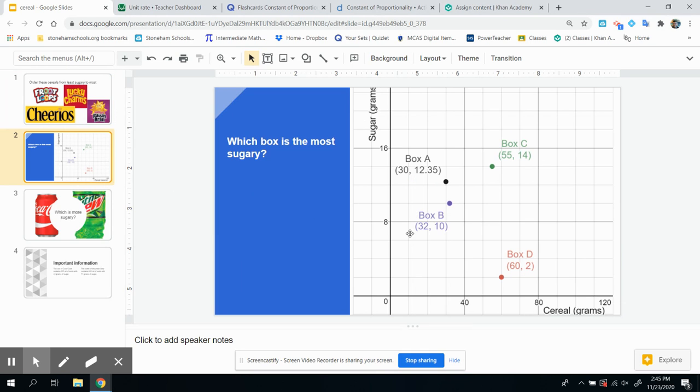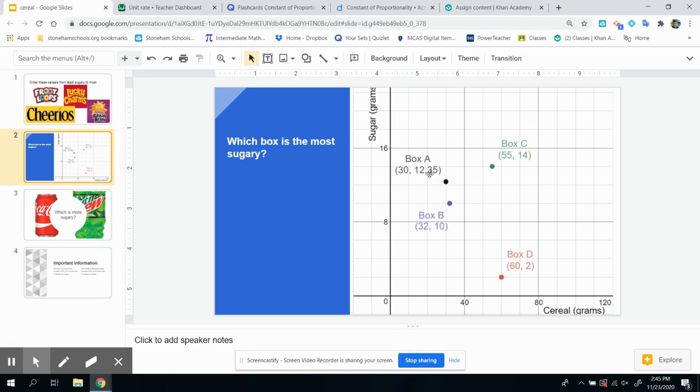Okay. Yesterday's assignment, you looked at this graph, right? And they asked which box is the most sugary. Now, some people put C because there are the most grams of sugar here. And if you remember, each point here represents one serving of the cereal, right? But it is not C, right? In fact, it is box A.